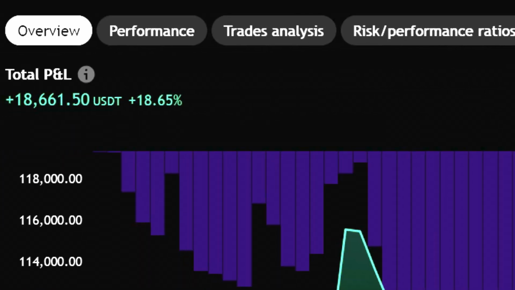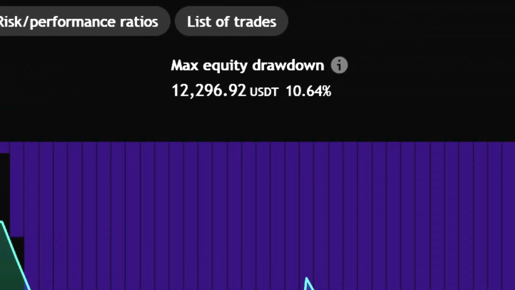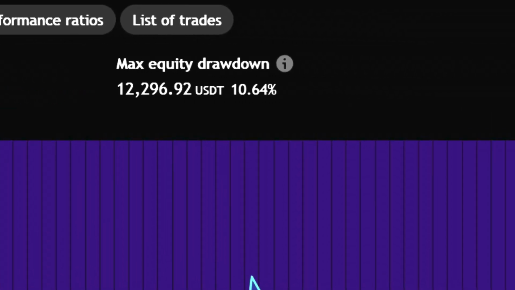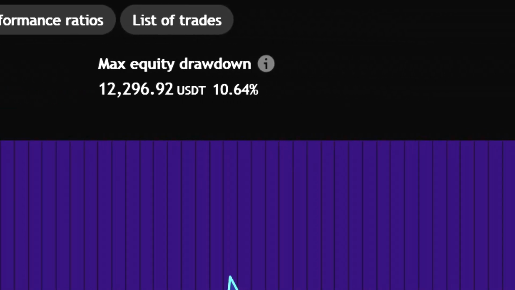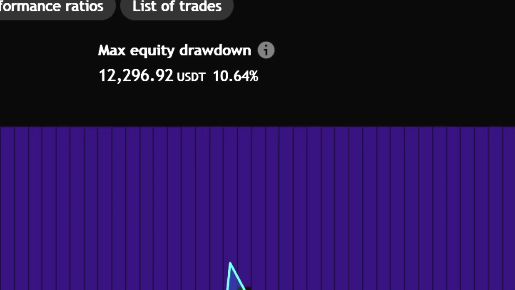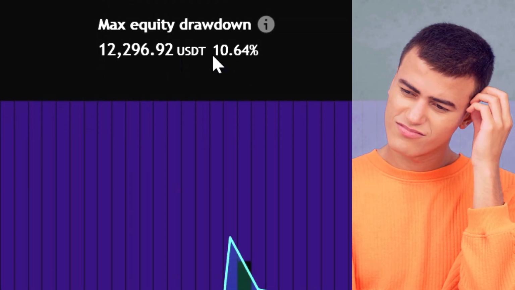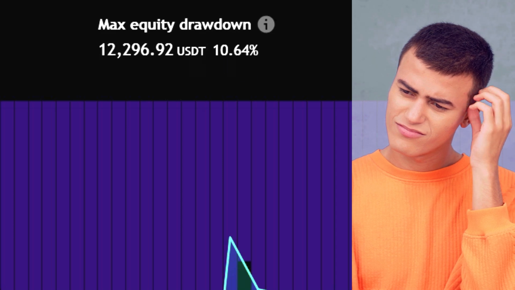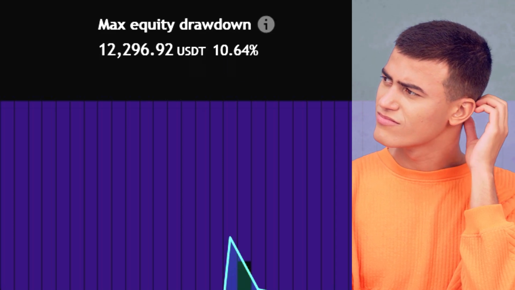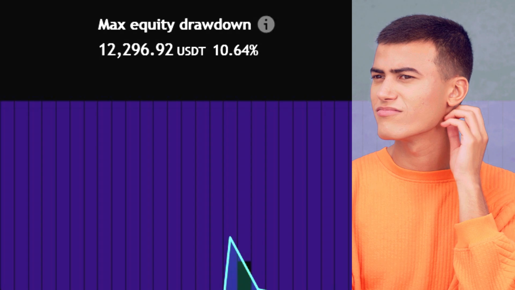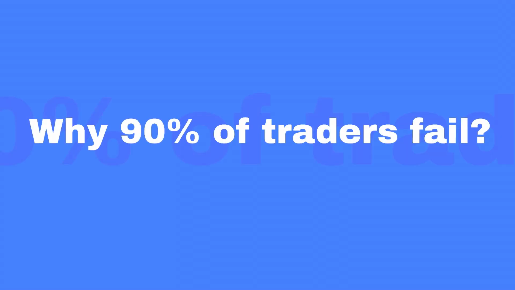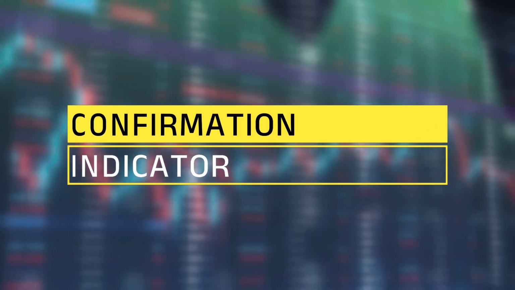But here's the real kicker. It's got a max drawdown of 10%. That just means at its worst moment, the strategy was down 10% from the high point. For most traders, taking a 10% hit to your account feels way too sketchy and stressful. This drawdown is a prime example of why 90% of traders fail. That's exactly why I'm telling you straight up, you need a confirmation indicator to tighten this up and make it safer.